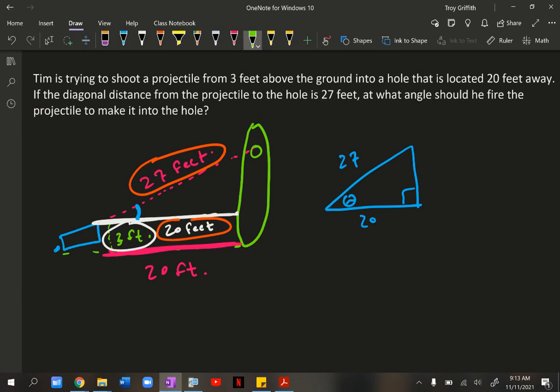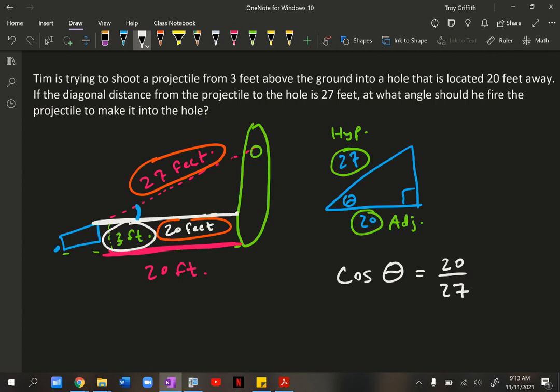If I look at this simpler triangle that I've drawn, if this is theta down here on the bottom left, this side right here is the adjacent side, and this side, not touching the right angle, is the hypotenuse. When you see adjacent and hypotenuse, the very first thing that should come to your mind always is cosine. So we could say cosine of theta equals adjacent 20 over hypotenuse 27.